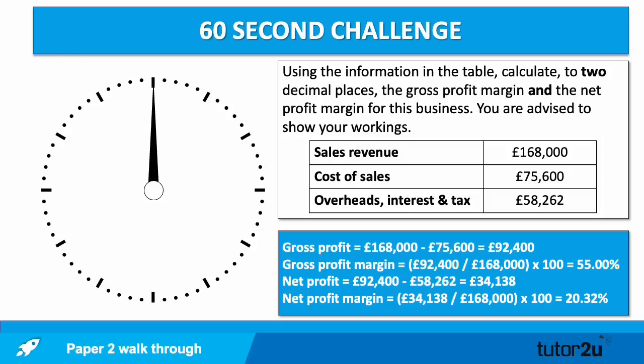So because the formula is net profit margin is net profit divided into sales revenue times 100, that figure is multiplied by 100 to give us a percentage, and this time the answer is 20.32%. Okay, 2 decimal places. I've remembered to do that, so you need to remember to do that tomorrow, and make sure that your answer is clear.